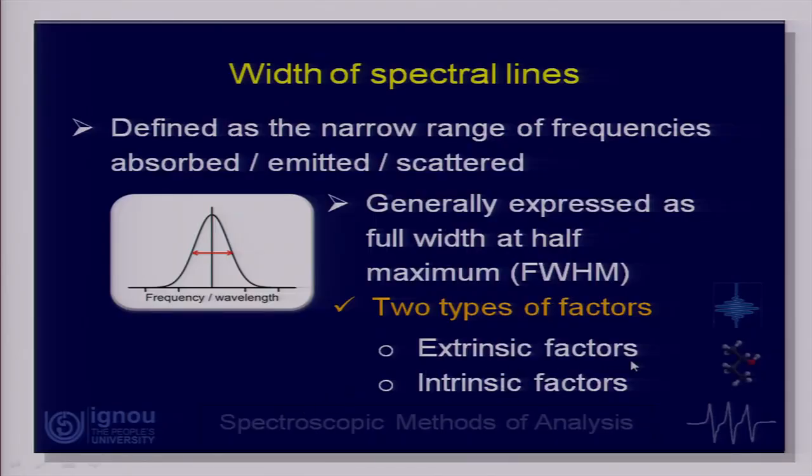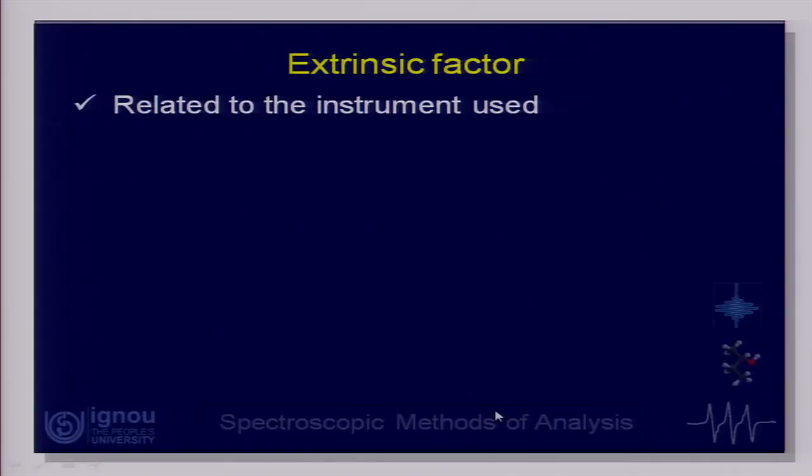For this, there are two types of factors which determine it: the extrinsic factors and the intrinsic factors. Let us understand these two. The extrinsic factors are related to the instrument being used. Typically, we have a source of radiation. The radiation passes through some kind of slit, which chops off most of the radiation and allows some to pass through, and that radiation comes onto the system which is getting absorbed.